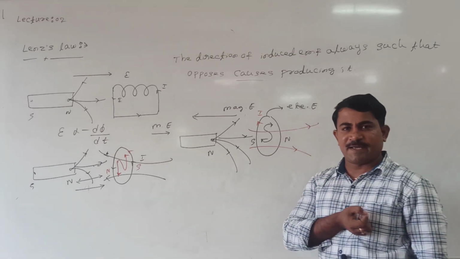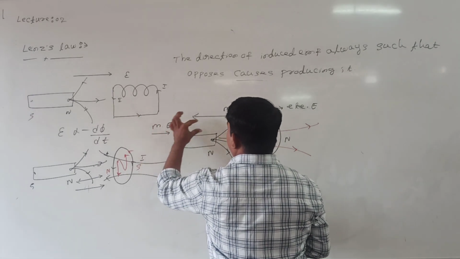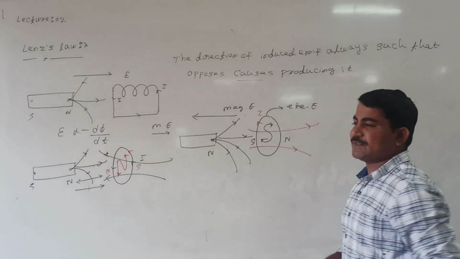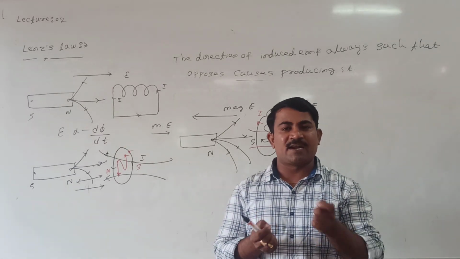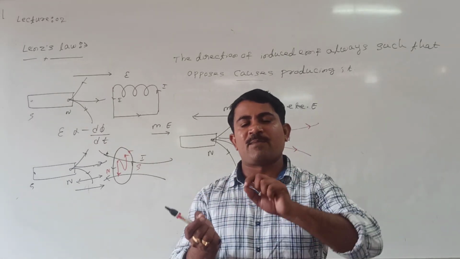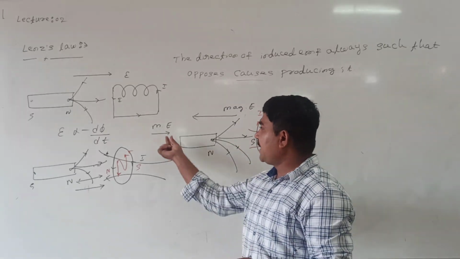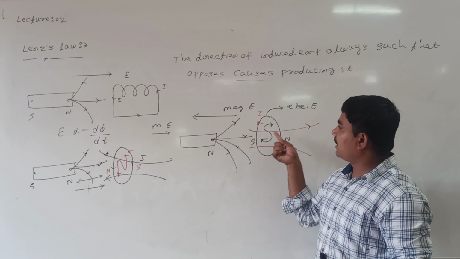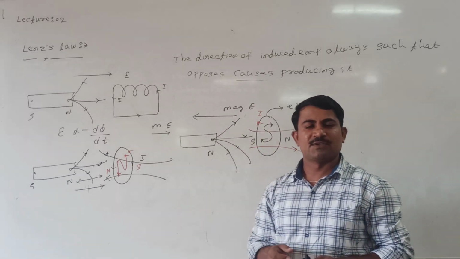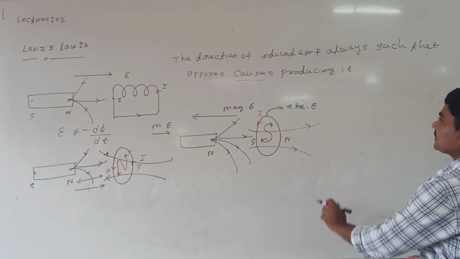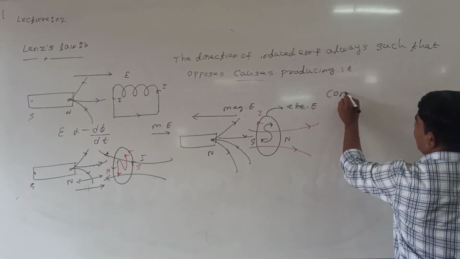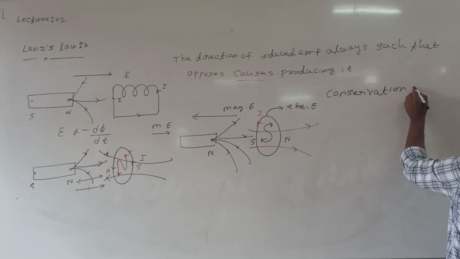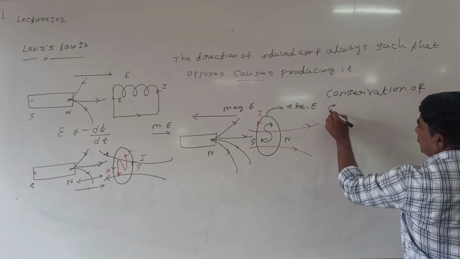Here three energies take place. Mechanical energy is applied, then magnetic energy changes. Wherever magnetic energy changes, electric energy is produced. Energy is neither created nor destroyed, it simply converts from one form to another form. Initially mechanical energy is applied, magnetic energy changes. Due to change in magnetic energy, electric energy is produced. So Lenz's law indicates there is conservation of energy. The significance is conservation of energy.